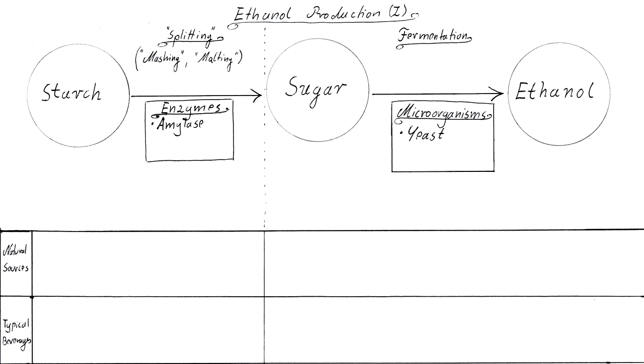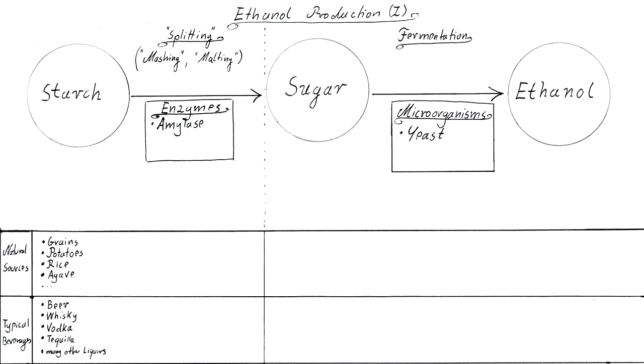Typical sources for starch are the different kinds of grain, potatoes, rice, and as a more exotic example, the agave plant. Typical beverages that are traditionally made from these base materials are beer, whiskey, vodka, and in the case of the agave plant, tequila. And there are many other kinds of liquors that have starch as their base material.